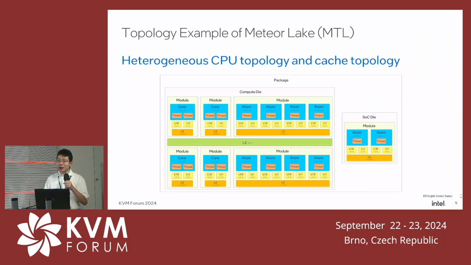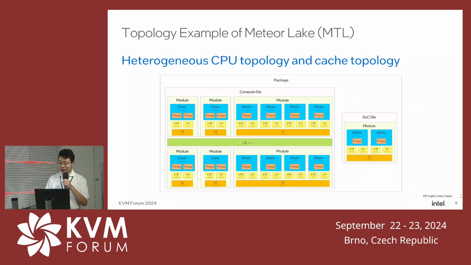Intel introduced the hybrid CPU architecture from Alderlake, and this is an example of Meteor Lake. We can see that there are two dies, the compute die and the SoC die. The die is hybrid, and in the compute die, the module is also hybrid because there are two types of modules. One module contains the P-core. Another module type contains 4 Atoms. Atom is the E-core. So the module is hybrid, and the core is hybrid too: there's the P-core and the Atom E-core. And there are Atoms in the SoC die. This is a low power E-core.